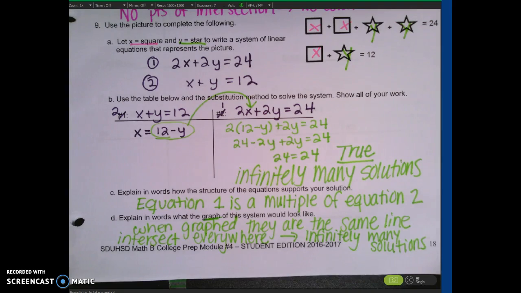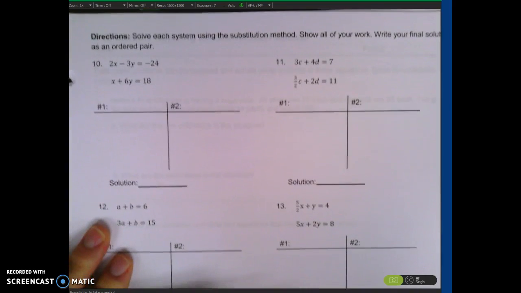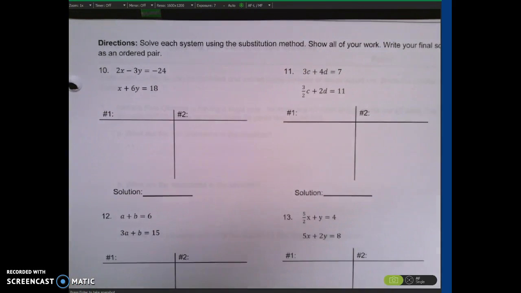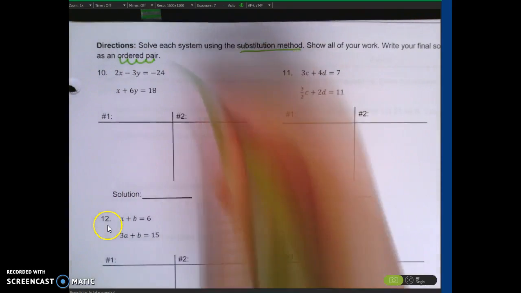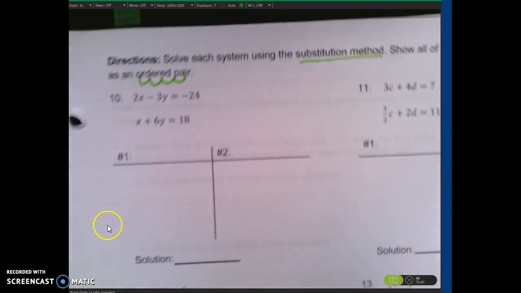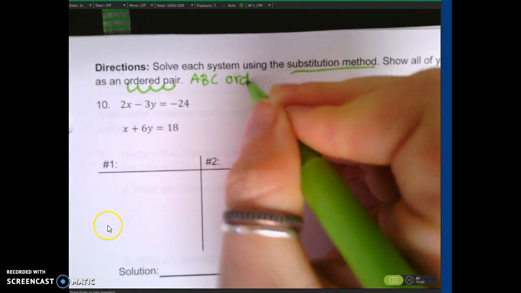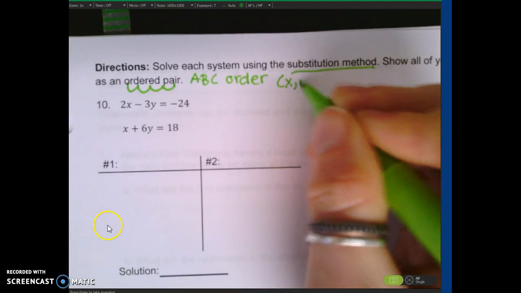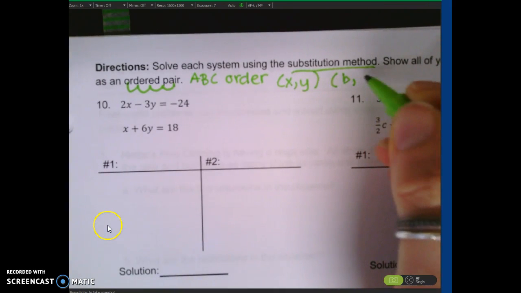Okay, let's get ready to turn the page. Now, remember to read the directions. Directions are really important. We're going to solve each system using the substitution method. We're going to show all of our work and we're going to write our final answer as an ordered pair. And remember, ordered pair means alphabetical order. A, B, C order. In some cases it's X, Y, but in other cases it might be B, W.